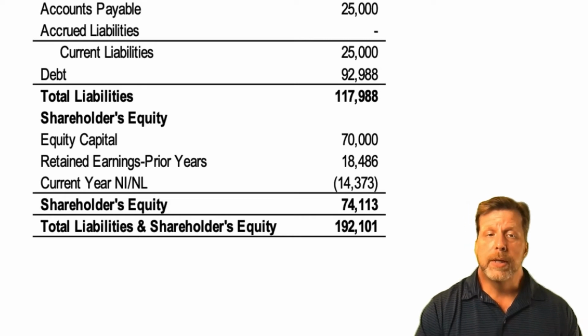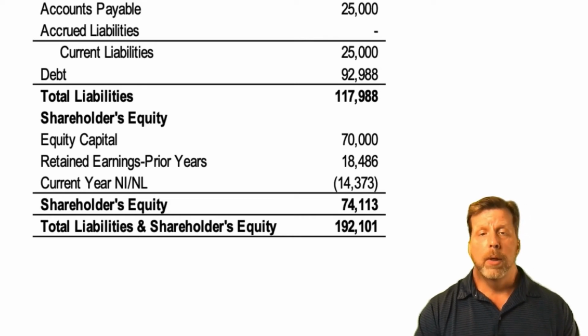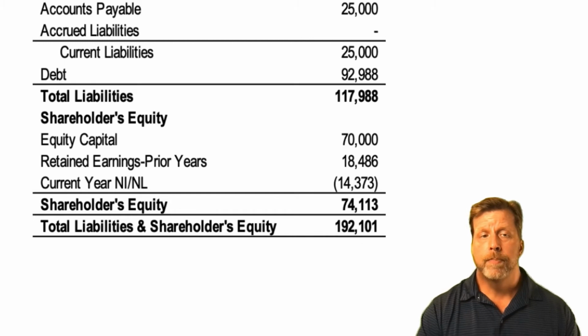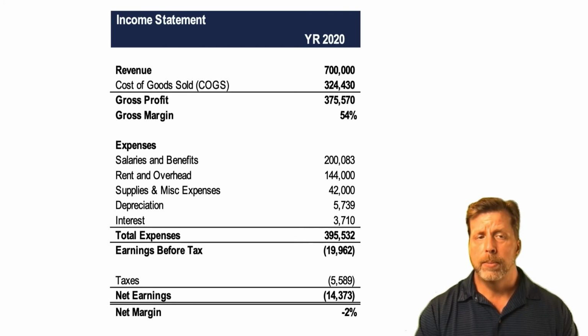Part of those differences is based on the form of the company, whether it's a corporation, a partnership, a sole proprietorship. Another part of the difference is just style preference. Now let's take a look at the income statement.